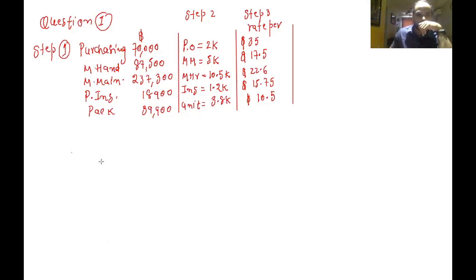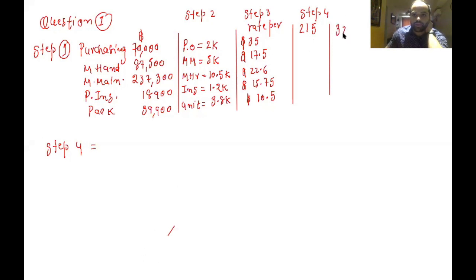Now, step four. Step four, so we have two products. I'm writing here, step four, for job 215 and for job 325. Right. So quickly tell me for 215.